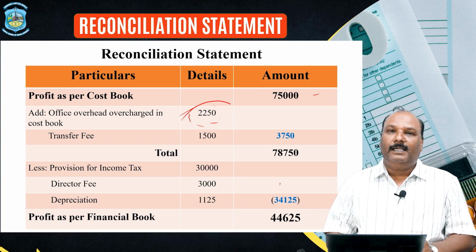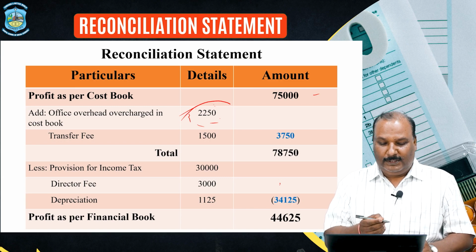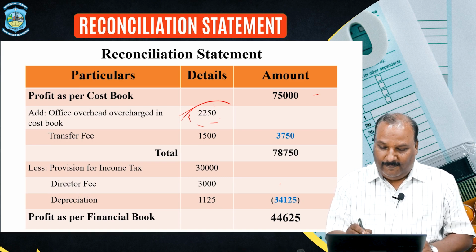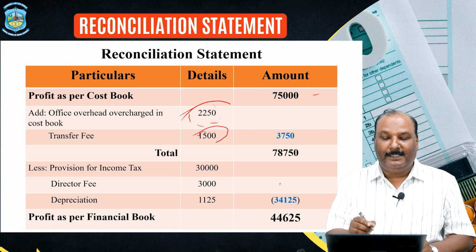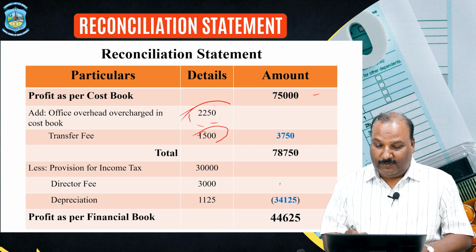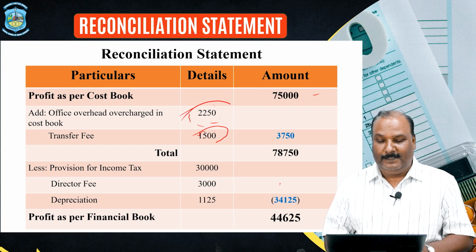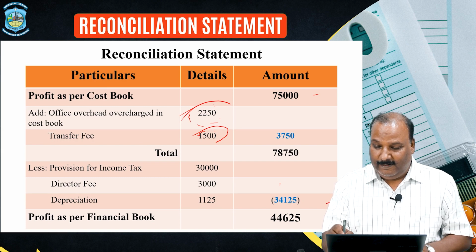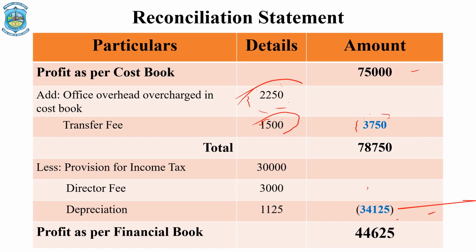Transfer fees, this is the income of the financial book. Due to this transfer fees, the profit of the financial book will increase. Therefore, we will add 1,500 rupees in the reconciliation statement. So, the sum of 2,250 rupees and 1,500 rupees is 3,750 rupees. The total of these items, 75,000 rupees plus 3,750 rupees, the sum of these two items is 78,750 rupees.